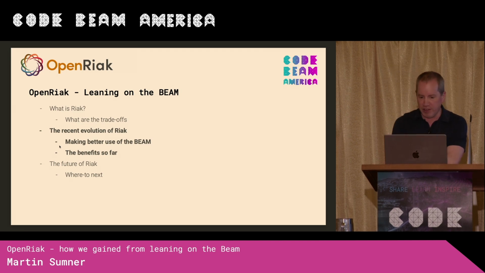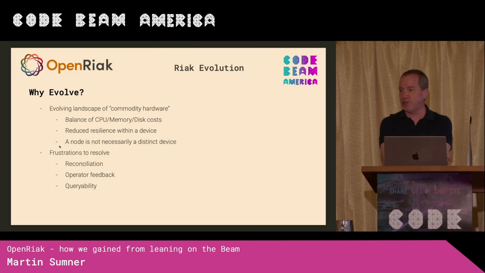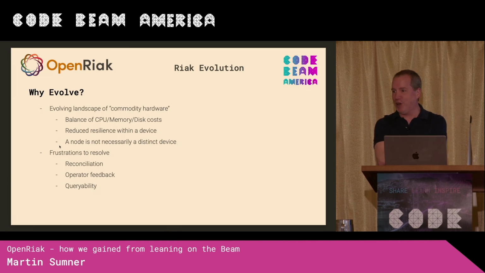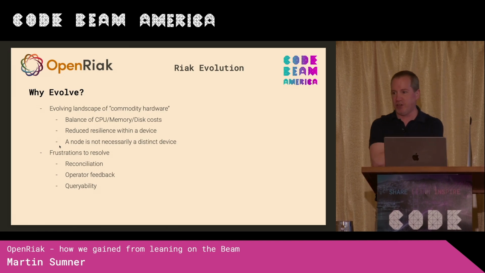So what we've done in terms of the recent evolution of Riak, and by recent I'm really talking about the last 5 or 6 years. So firstly, why do we need to evolve Riak? Why couldn't we just leave it as it is? And there's a couple of key drivers that are going on.